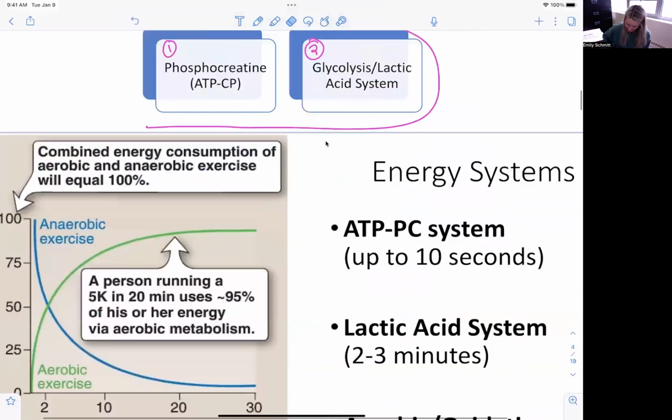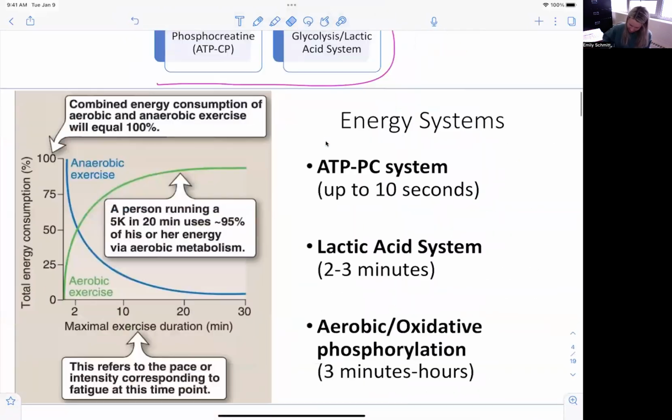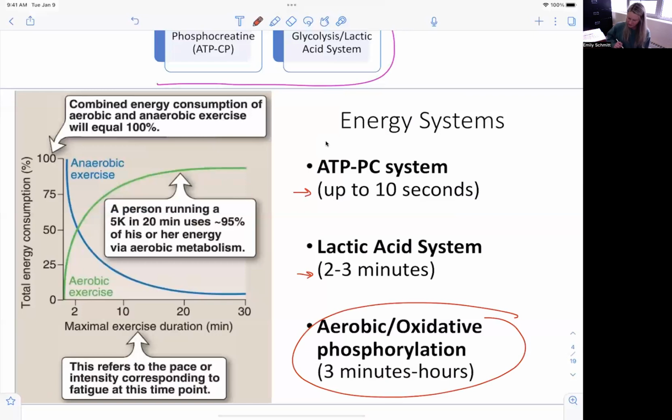So another way to look at this, again, is showing that our ATP-PC system lasts up to 10 seconds. Our lactic acid system is 2 to 3 minutes. And then this aerobic oxidative phosphorylation energy system is 3 minutes to an hour.